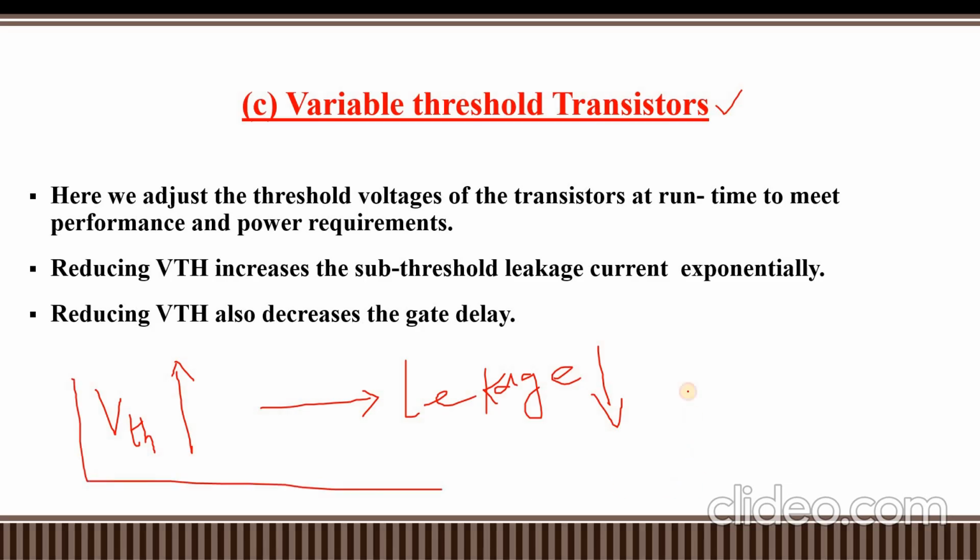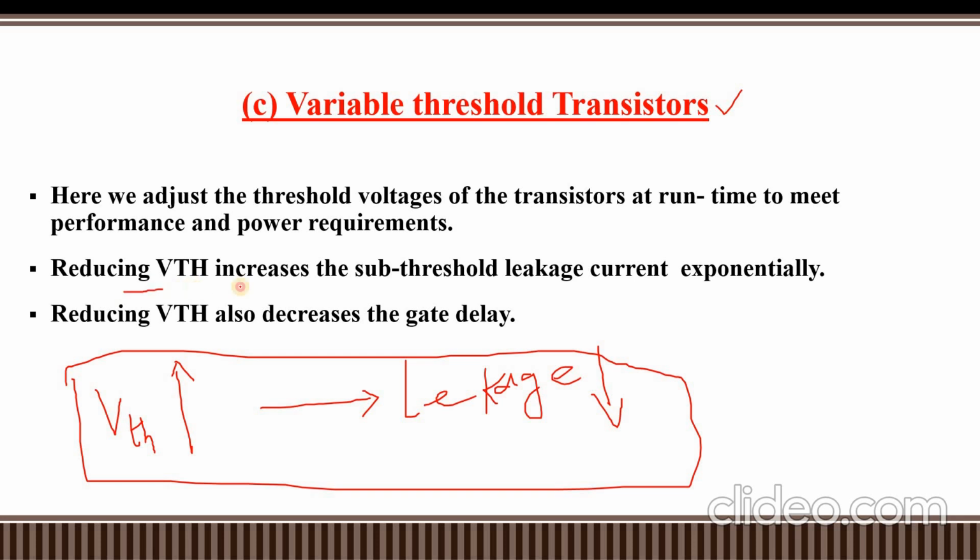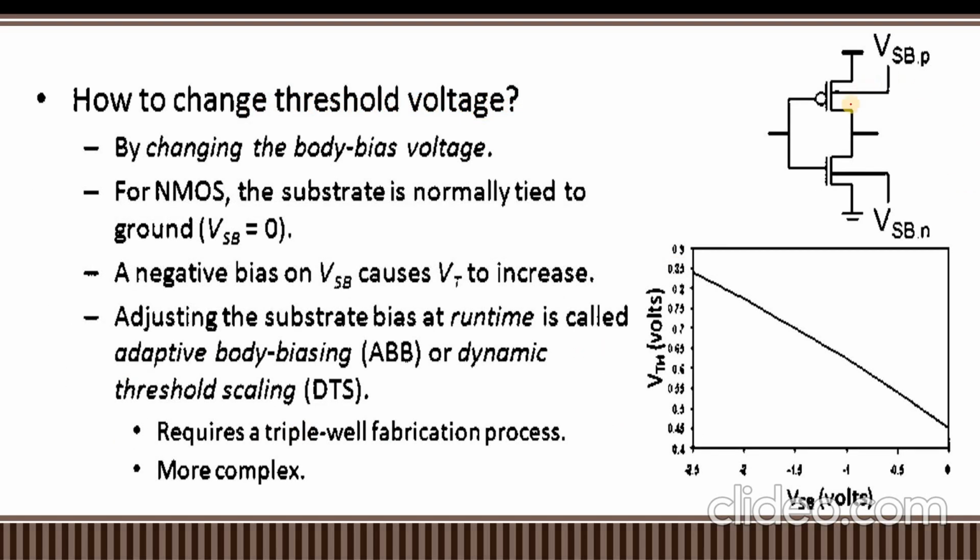This is a technique involved in variable threshold transistors. If we reduce the VTH, it increases the leakage current, so we have to increase the threshold voltage. Then only can leakage current be minimized. See this graph. It is a simple inverter having input V in and output V out, and VSB, the source to bulk potential of PMOS and source to bulk or body potential of NMOS. There is a relation between VTH and VSB.